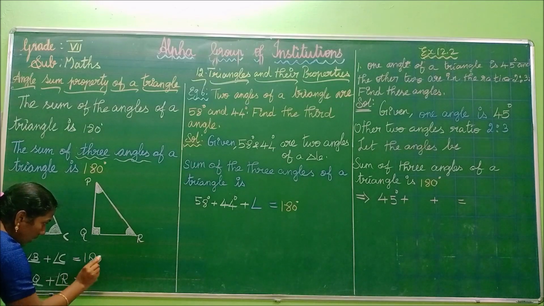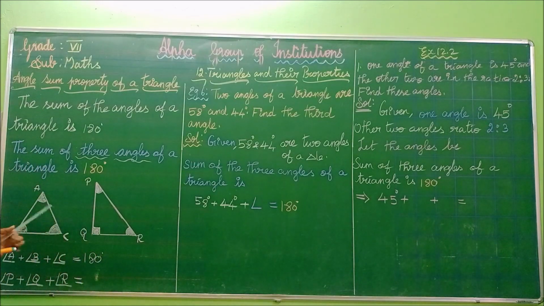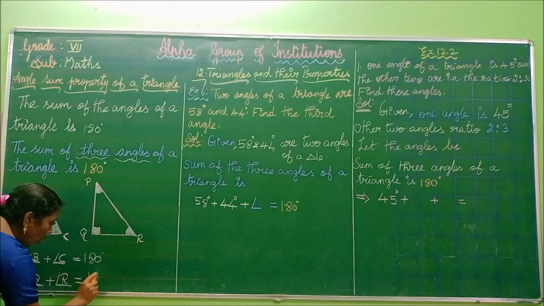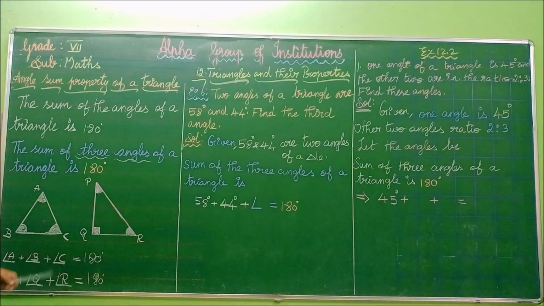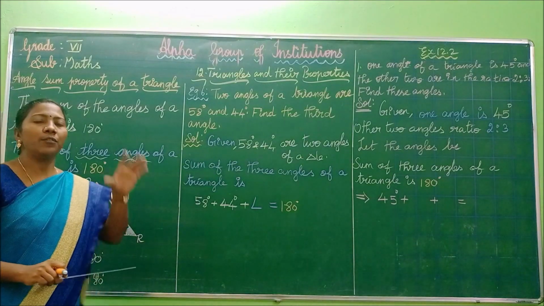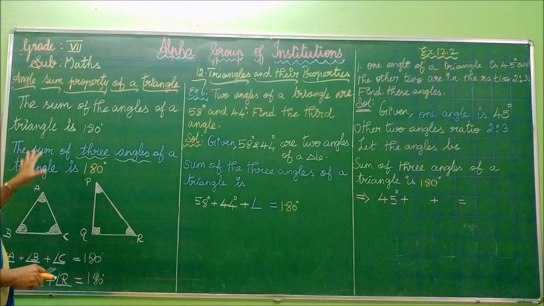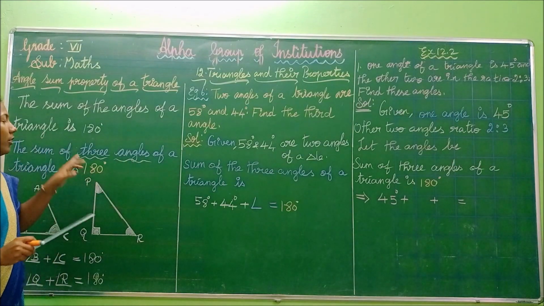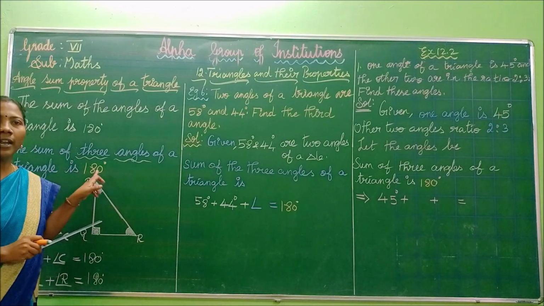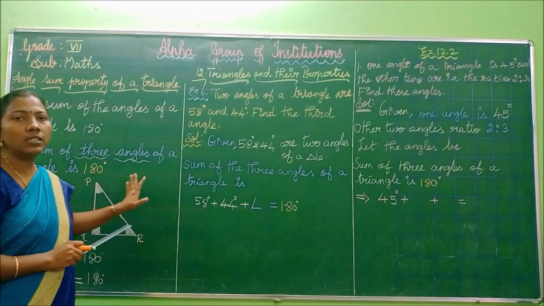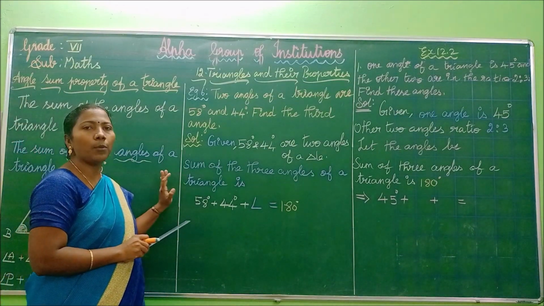Yes, 180 degree. See here, what type of triangle is this? Acute angle triangle. What type of triangle is this? Yes, right angle triangle. If you add angle P plus angle Q plus angle R, what is the answer? 180 degree. Whatever be the type of the triangle, if it is a triangle and you add its 3 angles, definitely you get the answer 180. Based on this concept, we are going to see the problems now.